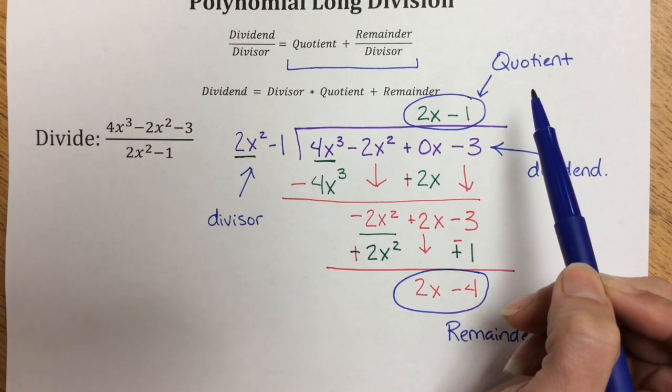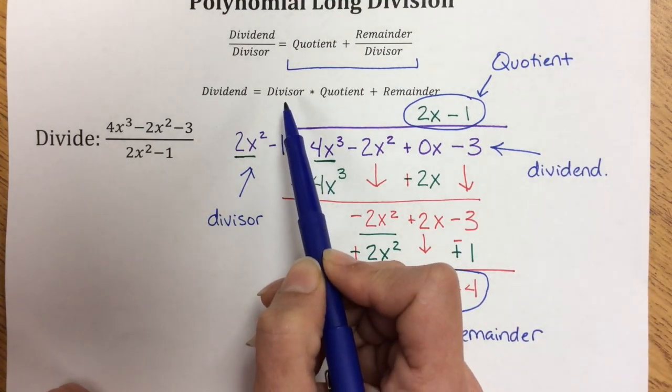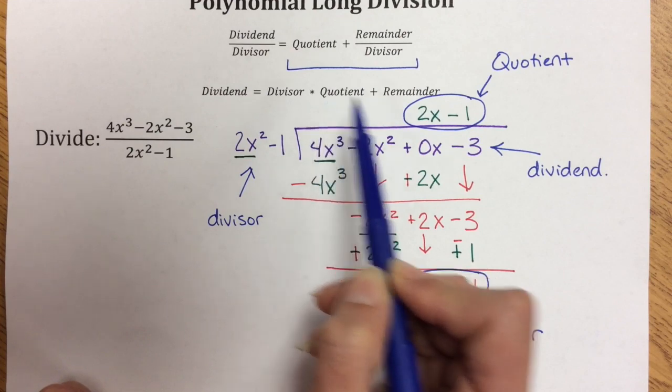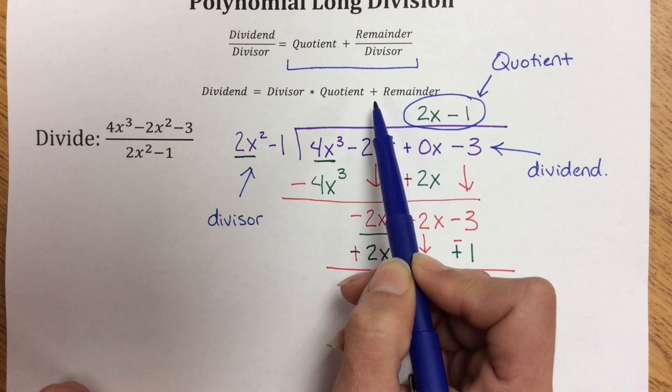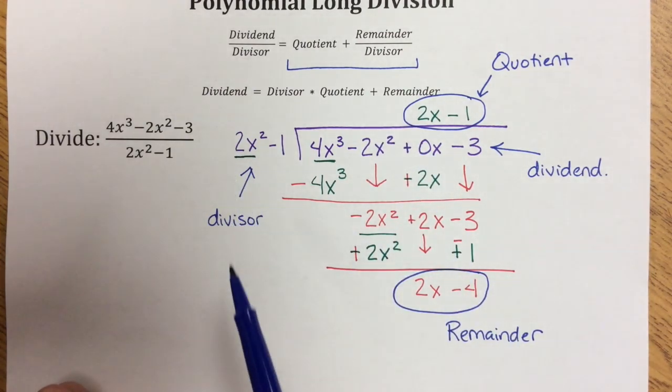Now, how would we test to see if the answer is correct? We would take whatever the divisor was, this 2x squared minus 1, we would multiply it by what we got for our quotient, and then we would add to that whatever the remainder was, and we should get back to our dividend.